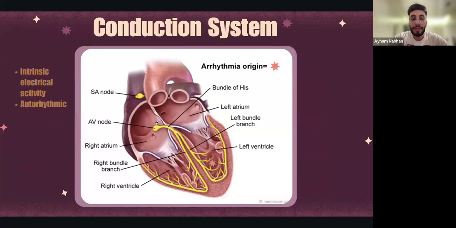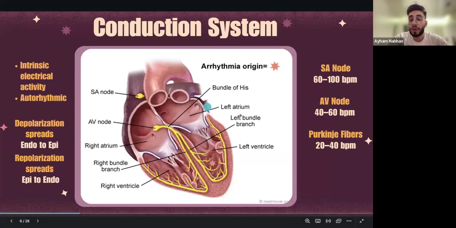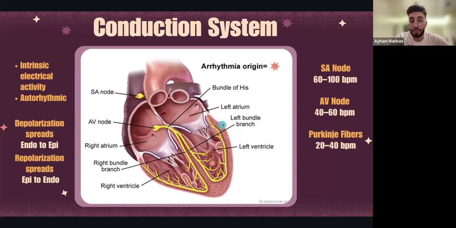So the depolarization of the heart would start from the inside of the heart, which is the endocardium layer, to the outside of the heart, which is the epicardium. It makes sense, as the intrinsic conduction system is inside the heart, so it would start from the inside. But the repolarization, which is the relaxing of the heart or making it more negative, would actually spread from the outside, which is the epicardium, to the endocardium.